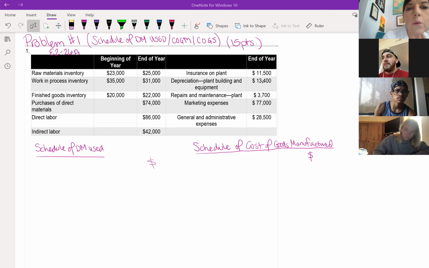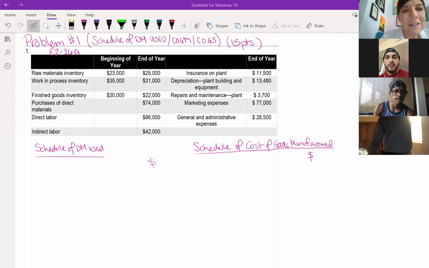Okay, so we're going to go through problem 1 from chapter 2 first, which is a 15-point problem. And basically what you're being asked to do is to prepare a schedule of direct materials used, cost of goods manufactured, and then cost of goods sold. Ty, don't stress out. I'm not going to do the T accounts for this one because the T accounts are not required for this one. If you prefer to use the T accounts just to see the information, that's totally fine. It's up to you. But I'm just going to show you what you need to do for the test.